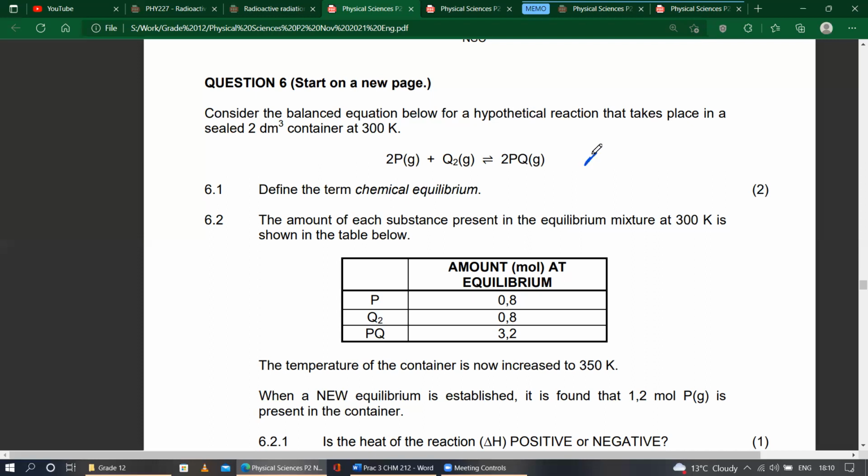That means to the right, the heat of the reaction is going to be negative, right? Then to the left, the heat of the reaction is going to be positive. Because as the temperature increases, the equilibrium is going to favor the endothermic reaction. So that's why when the temperature is increased, the number of moles of P is increased. So the forward reaction is going to be exothermic, and the reverse reaction is going to be endothermic.